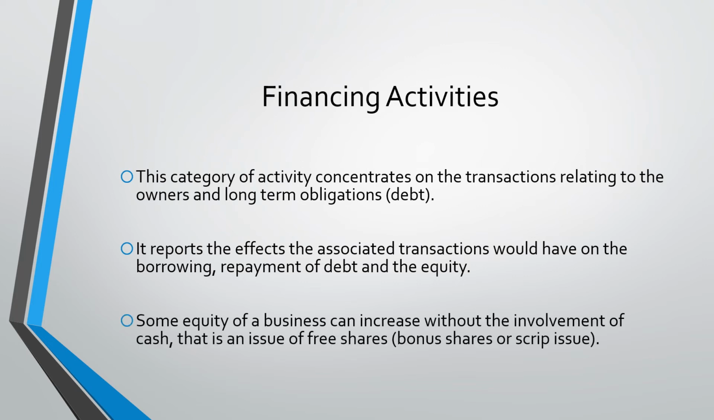Some equity of a business can also increase, just like a non-current asset, without the involvement of cash. That is through the issue of what we call free shares, bonus shares, or a scrip issue. So you have bonus shares and you have rights issue shares. Rights issue shares are shares that are sold to the existing shareholders at a lower price. But the bonus share is offered to the shareholders for free, and it may be in lieu of dividends.